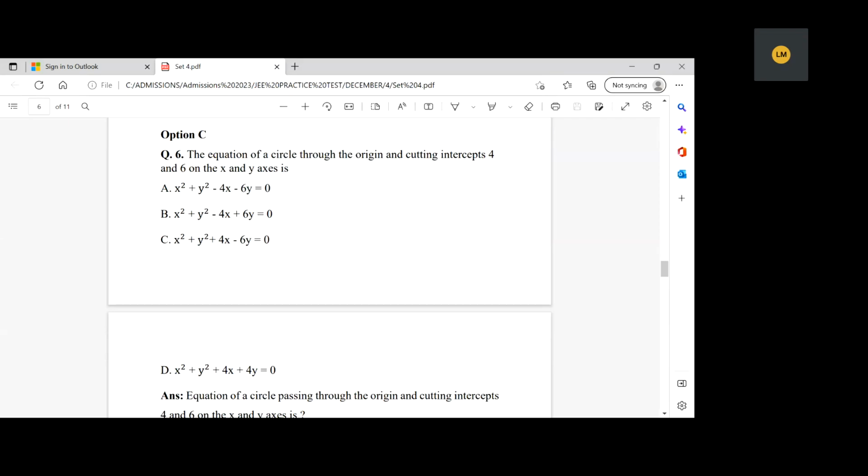So yes, the equation of a circle through the origin cutting intercepts 4 and 6 on the x and the y axis. So it could be x square plus y square minus 4x minus 6y equal to 0, or the second one is x square plus y square minus 4x plus 6y equal to 0, or plus 4x minus 6y equal to 0, or x square plus y square plus 4x plus 4y equal to 0. You need to find out the equation of a circle. No need to do calculations and all. Just looking into the question itself, you can get the answer.